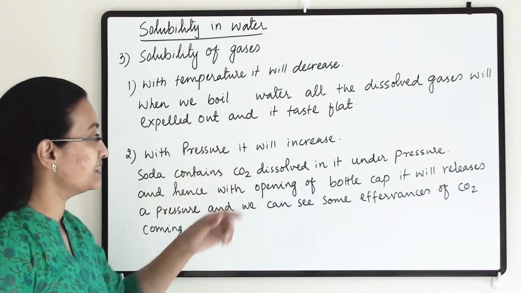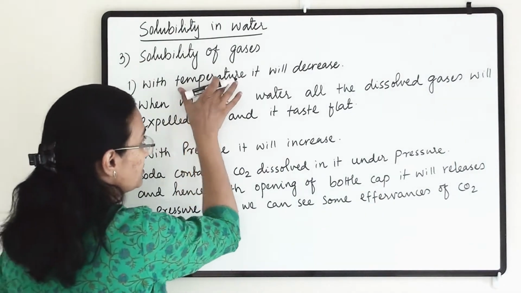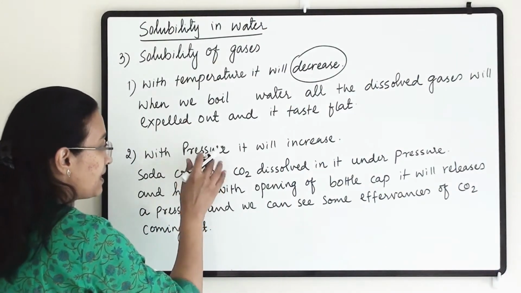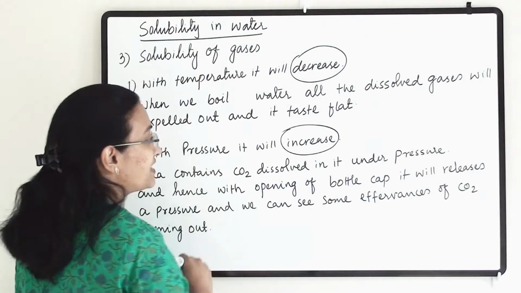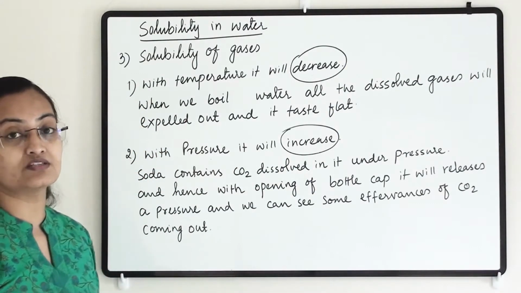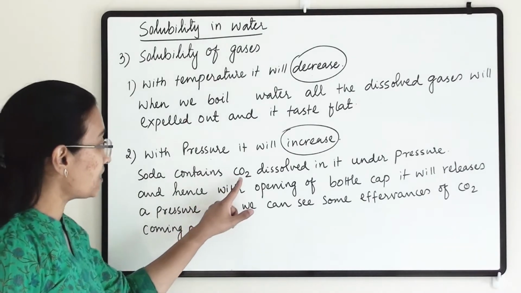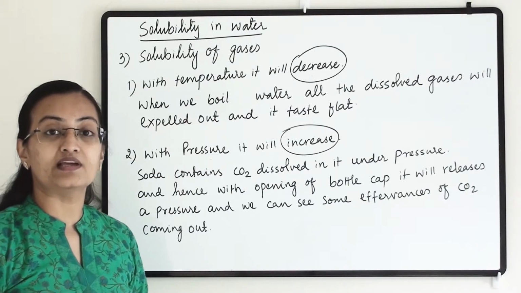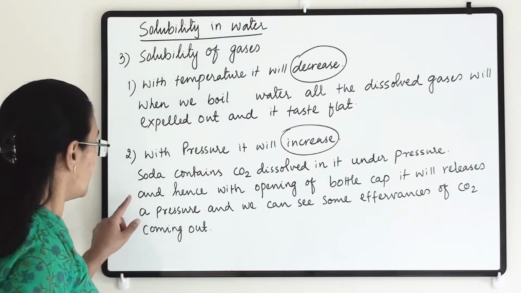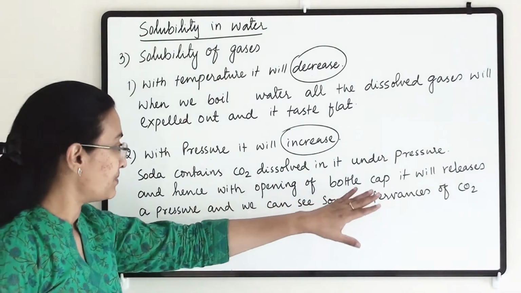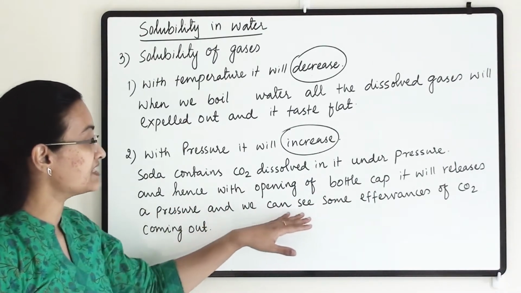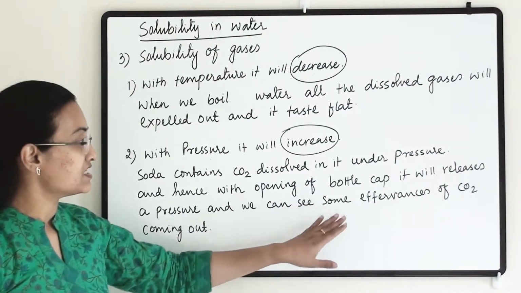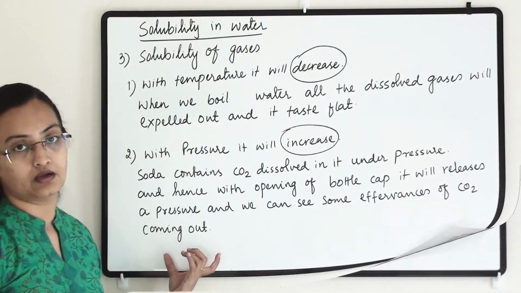With pressure it will increase. So when we are increasing temperature, the solubility of gases will decrease. But when we apply pressure, the solubility of gases will increase. And the example is soda water. Soda contains carbon dioxide dissolved in it under pressure. Under pressurizing conditions, the carbon dioxide gas will get dissolved into the soda water. And hence, when we open the bottle cap, it releases the pressure and we can see the effervescence of carbon dioxide coming out. So that is the reason we can see some effervescence of carbon dioxide come out.